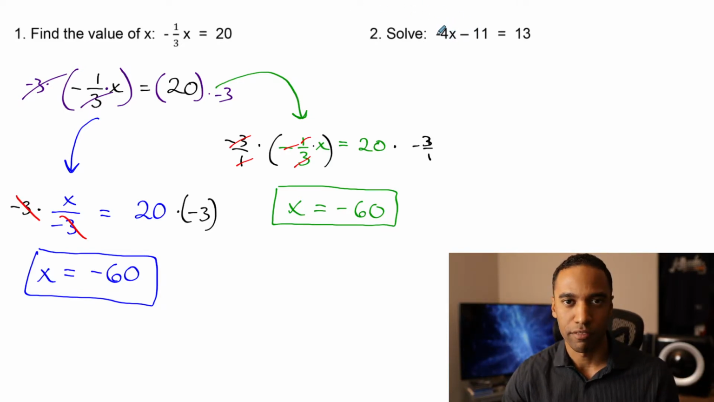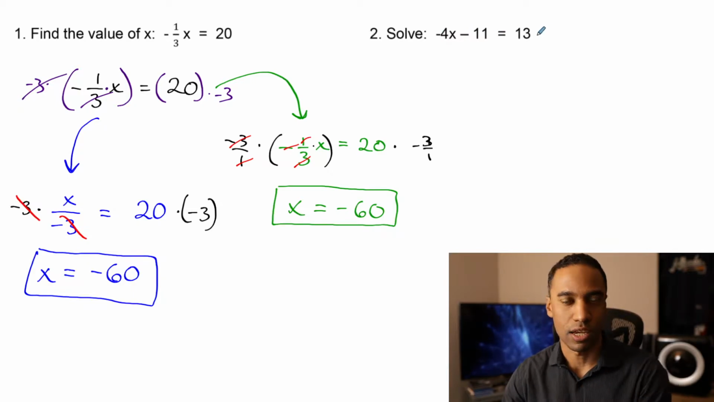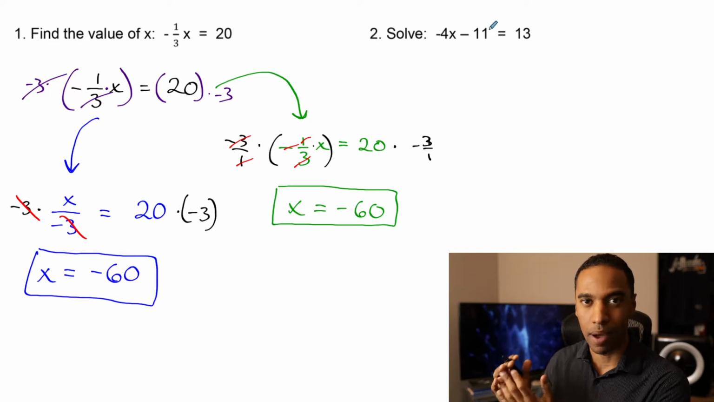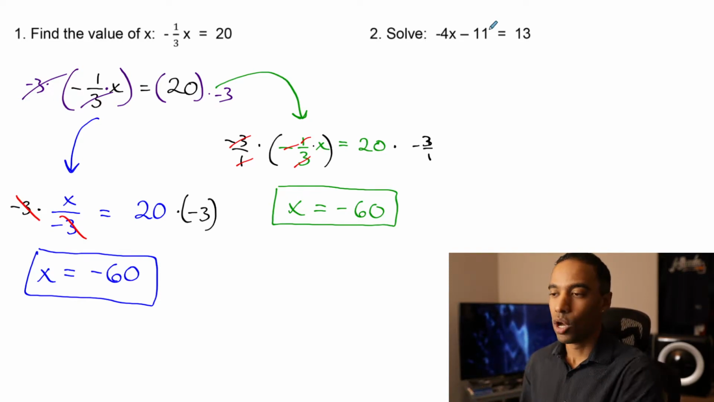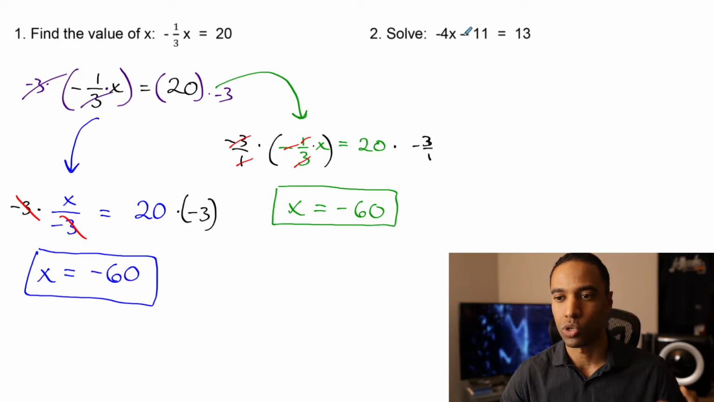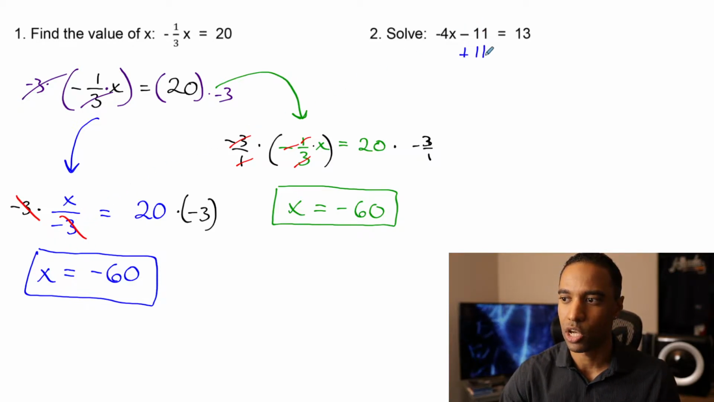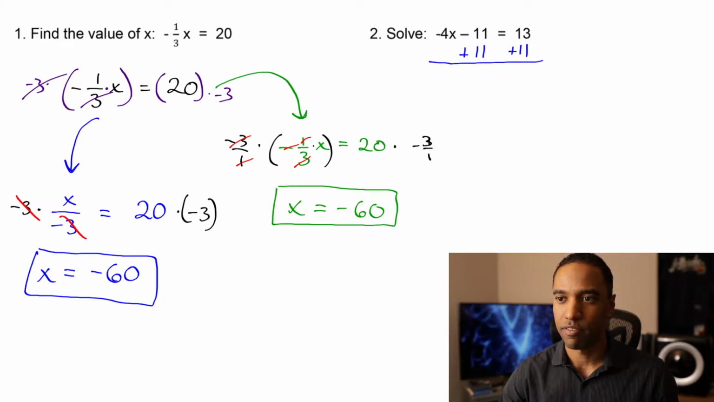Some number times negative 4 minus 11 equals 13. Well, the last thing we did was we subtracted 11. What number minus 11 gives you 13? Well, you add 11 to figure that out. So what I'm going to do on both sides, it's the both sides thing. If we subtract 11 here, let's go ahead and add 11 to both sides to figure out what that number was. Negative 11 plus 11 is 0.